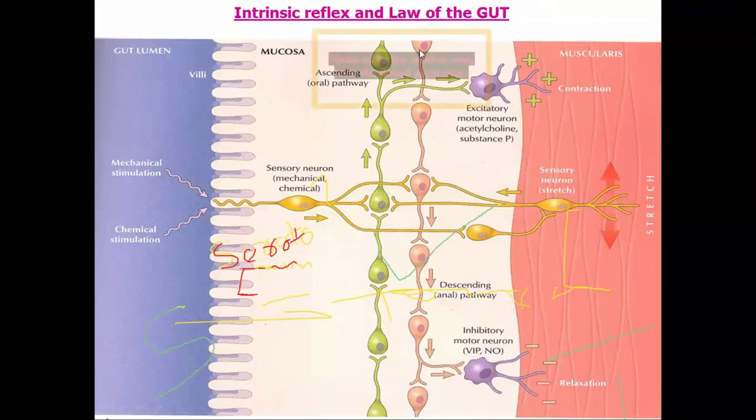One neuron goes anterograde, which means towards the forward direction. The other goes towards the backward direction; the green one is the backward direction. The forward-going neurons cause relaxation in the forward direction, and the backward, retrograde neurons cause contraction behind the bolus.